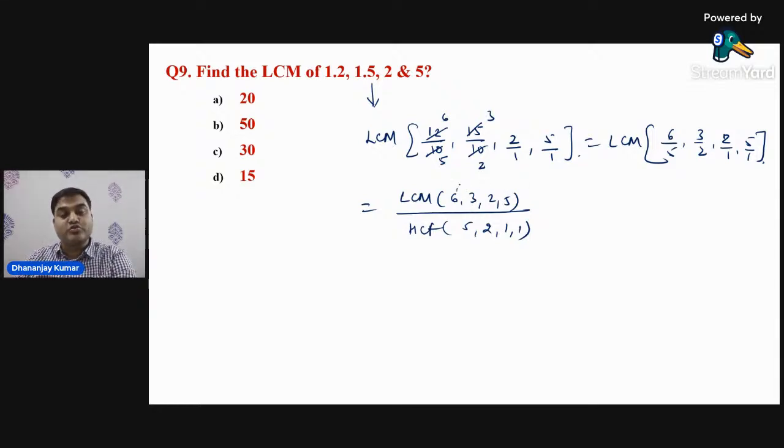Which are the biggest two numbers out of these? 6 and 5. So the LCM of 6 and 5 is going to be 30, and we will check whether 3 and 30, what is the LCM? And 2 and 30, what is the LCM? 30. So our LCM is going to be 30. Why? Because the HCF of 5 and 1 is going to be 1, and 30 is the right answer. Hope everybody has understood.